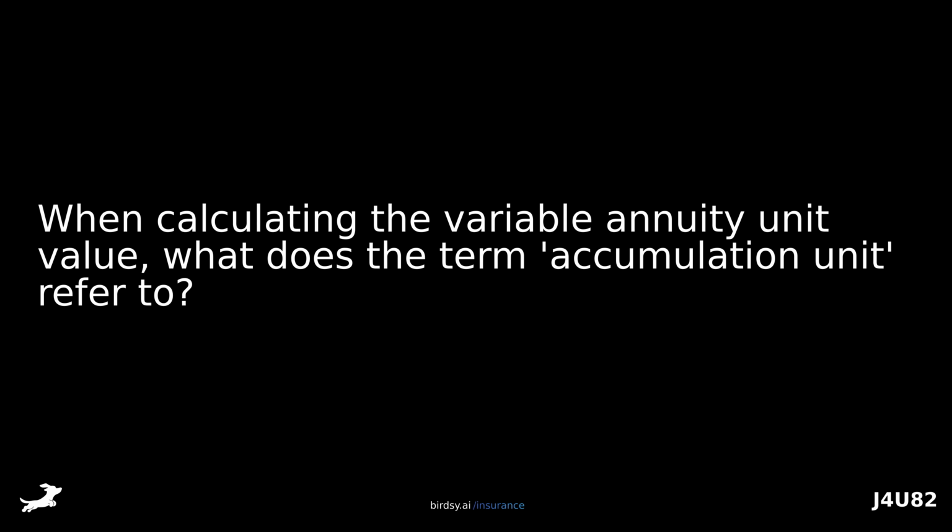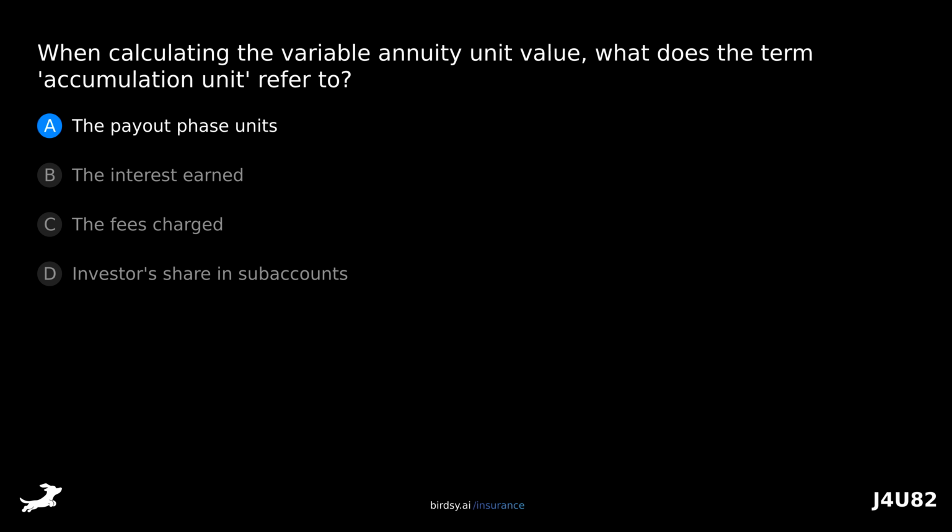When calculating the variable annuity unit value, what does the term accumulation unit refer to? Is it A, the payout phase units, B, the interest earned, C, the fees charged, or D, investor share in subaccounts? The answer is D, investor share in subaccounts.